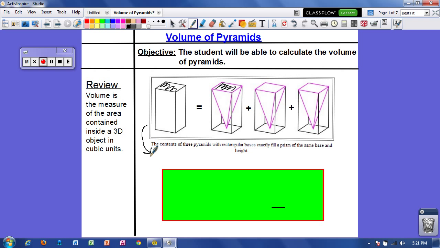So we know that the volume for a rectangular prism equals area of the base times height. But if it takes 3 rectangular pyramids to make the prism, we're only concerned with one of them. So we're only concerned with 1 out of 3, and we know that 1 out of 3 equals 1/3. So we only want to find 1/3 of the prism's volume.